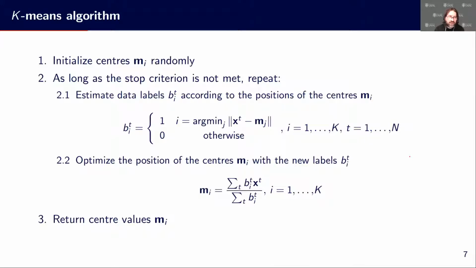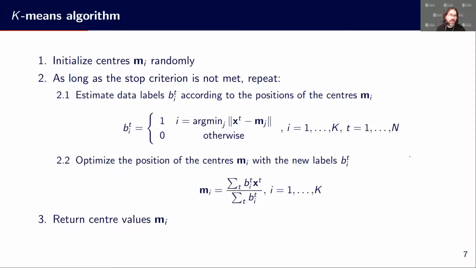Then from these BIT, which are based on the current MI, we will reevaluate the MI according to the new labels. So we are updating the labels through BIT. Then we will update the centers from the BIT, and we get this through a usual mean. And we are repeating this. So new BIT, new MI, new BIT, new MI, and so on, until we converge.